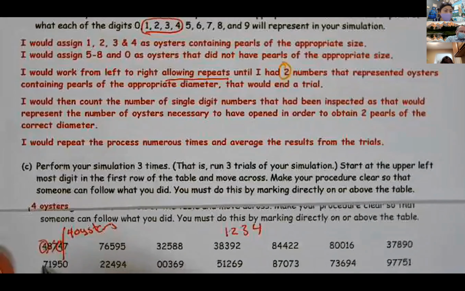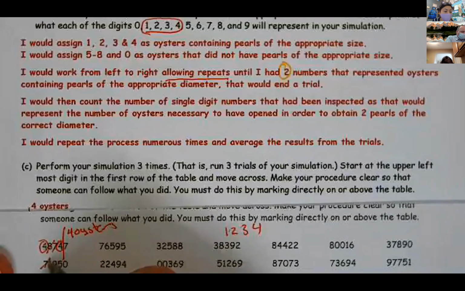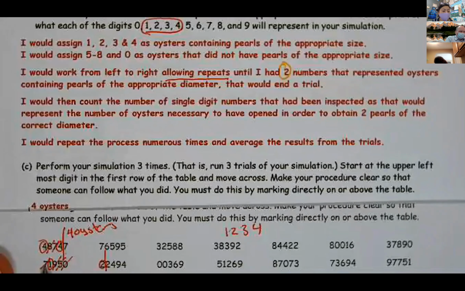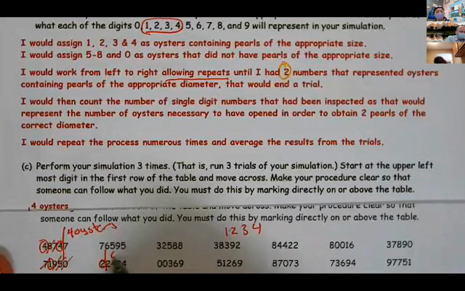So the next thing, I come up with a 7, that's the wrong size. 1 happens to be the right size, 9 is wrong, 5 is wrong, 0 is wrong, 2 is correct. So in this case, 1, 2, 3, 4, 5, 6 oysters. And then I do it again for the third one. 1 is the right one, wrong, wrong, wrong, wrong, wrong, and correct.